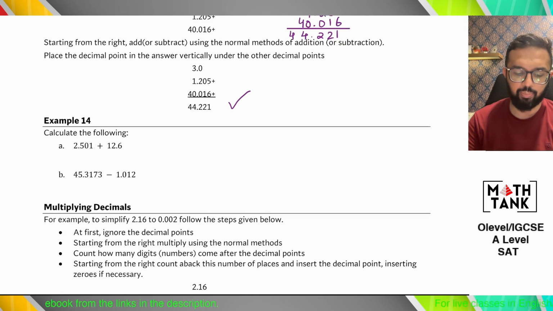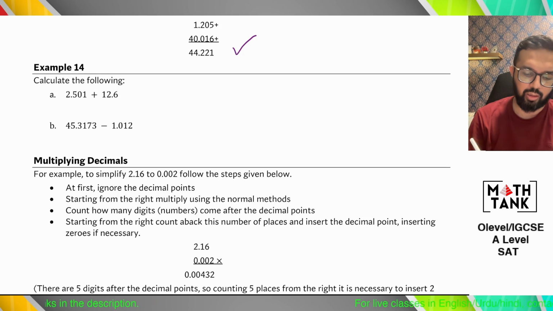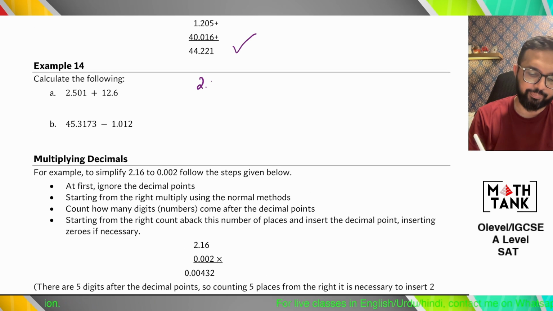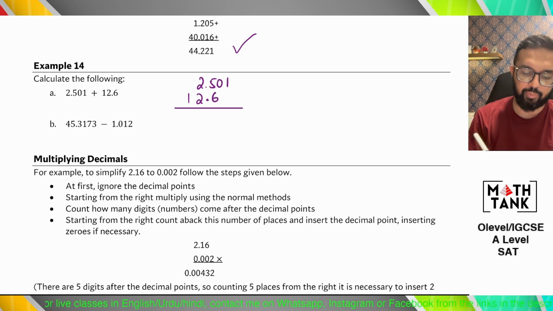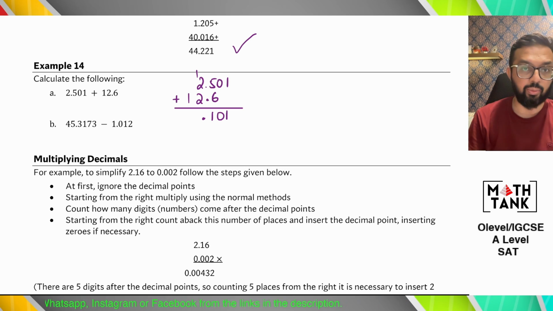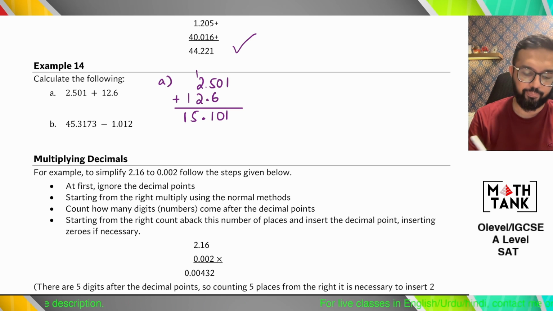Okay, let's do example number 14. It says calculate the following. So 2.501 and 12.6. I've written them together. I'll put a plus sign. And the decimal appears here only, below the decimal that's there. So 15.101. That's part A.